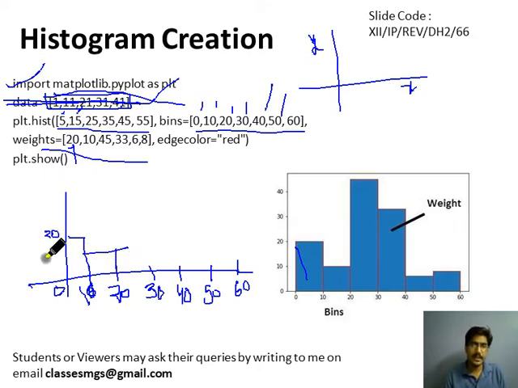If we don't assign the weight, then the number of elements between 0 to 10 will be counted in this data set, and the corresponding value will be displayed. Now in 20 to 30, how many elements are there? One element is there, and its weight is assigned 45, so it will go up to 45 like this. This is how it is represented.